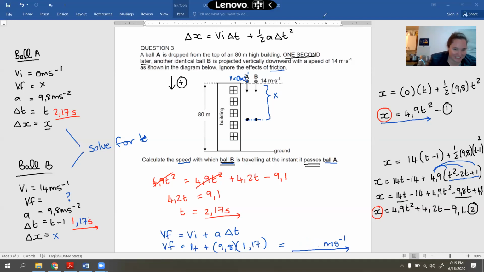Okay, so it's 14 plus 9.8 times 1.17. Okay, yeah, that turning into 1.67 was just magic. So this gives me an answer of 25.47 meters per second. All right.